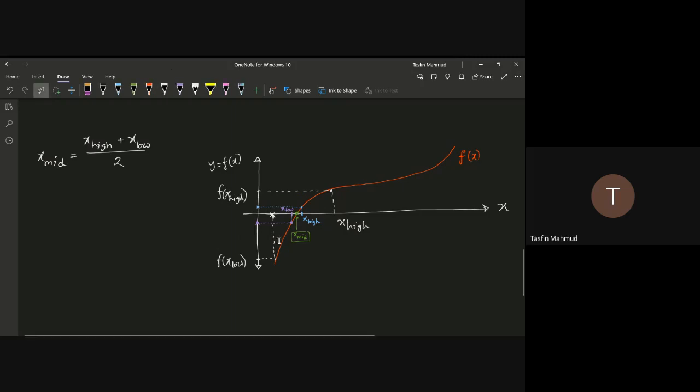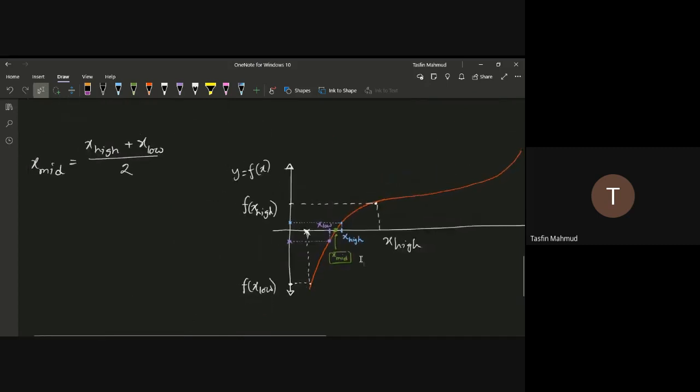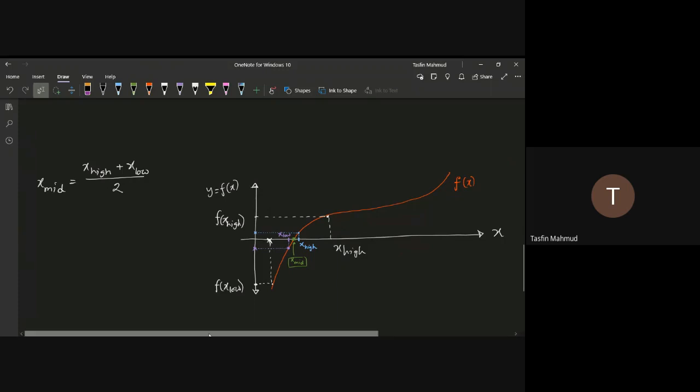Actually, if I zoom in, we may not reach the actual root sometimes, but we may be very close to it. In some cases we may not reach the exact value of the root, but we will reach a very close value. So that's why we are setting a tolerance. Tolerance means how close we are willing to get to the root.